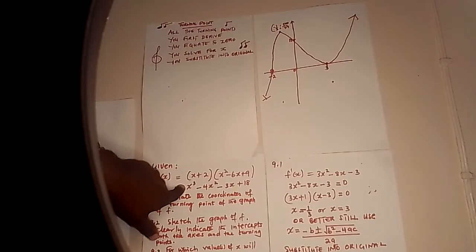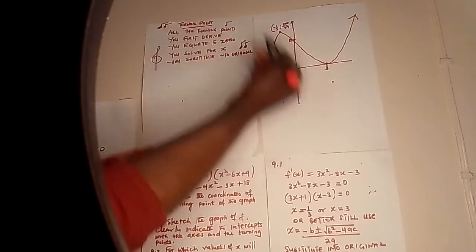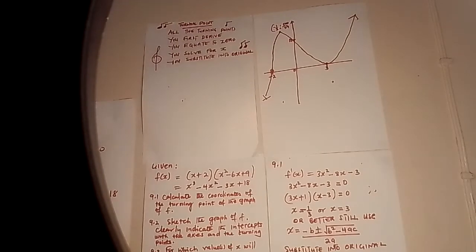So when the graph is positive, you are going to have a concave down and a concave up. Concave down means the arm is coming down. Concave up means the arm is going up, and you must understand that. So this is where we are, and that is the graph that needed to be sketched. So that is the graph.